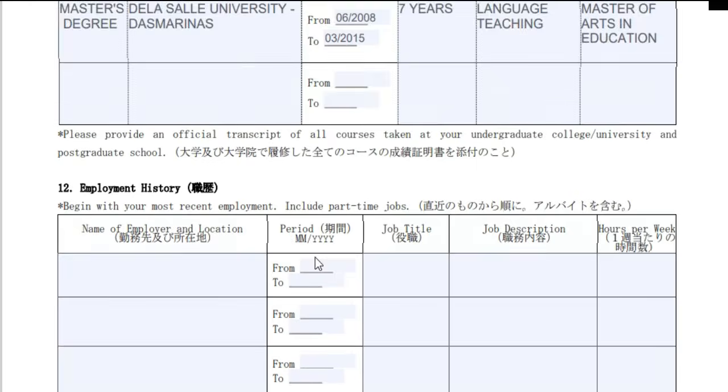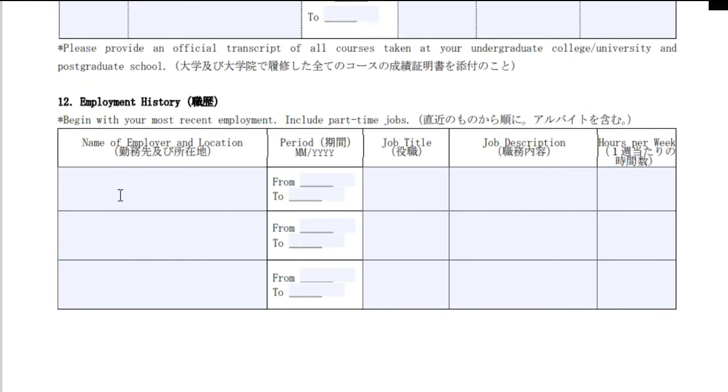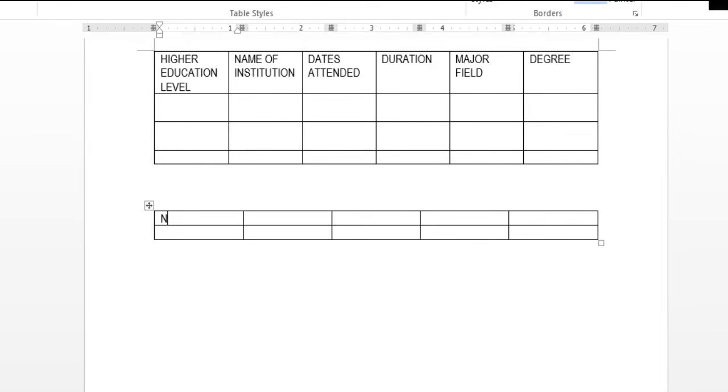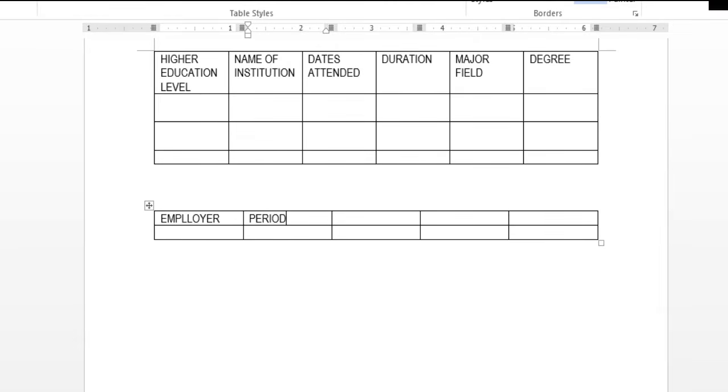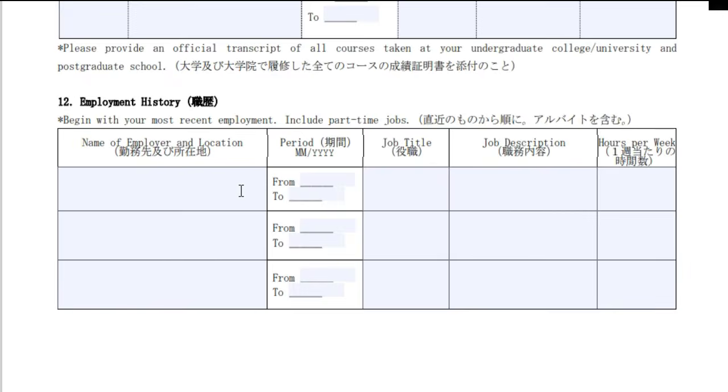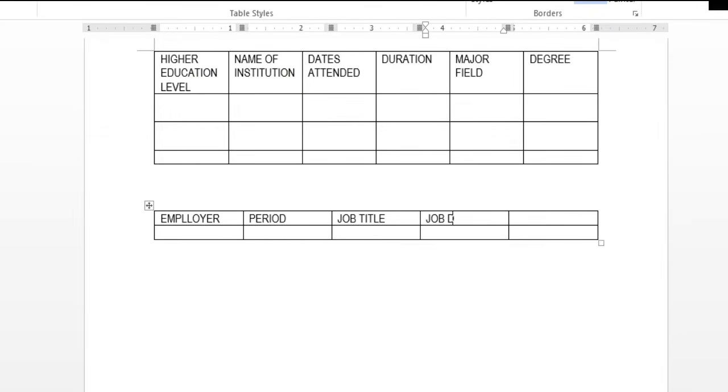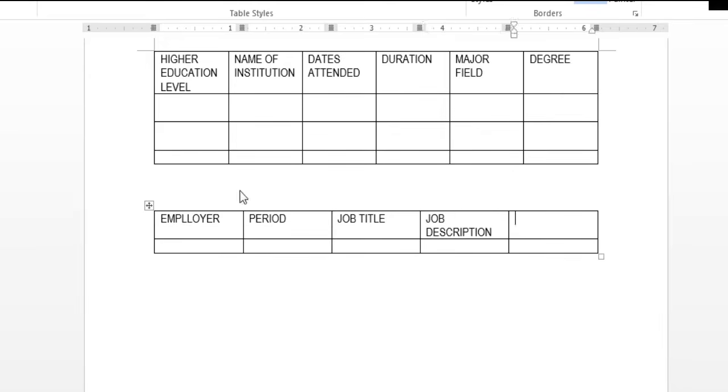And then for number 12, if you have more than 3 employment histories or employment experiences, just copy the table format here. Of course, the first column is the name of your employer, and then the period, job title, job description, and the hours per week.